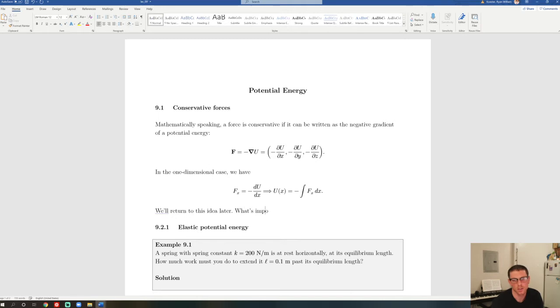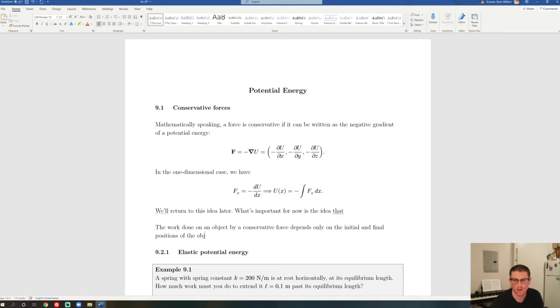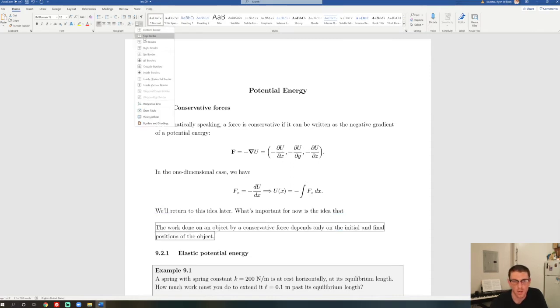But what's important for now is the idea that the work done on an object by a conservative force depends only on the initial and final positions of the object. I'm going to put a box around this because it's actually a really important idea. I think I'm going to start boxing things that are important. I don't want borders though, just outside.